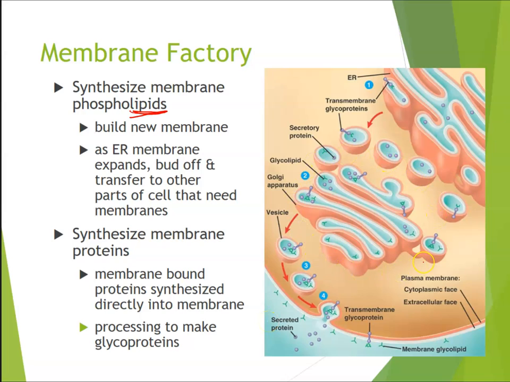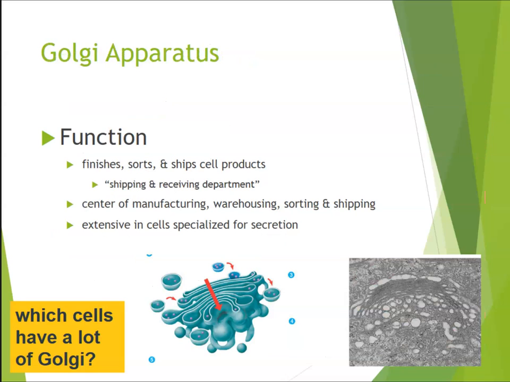So the next step in our process here is for these little pieces of membrane to go to the Golgi apparatus. The function of the Golgi is to finish whatever molecules the endoplasmic reticulum has produced, to sort them, and to kind of determine where they're going to be shipped out to. So it's kind of like a shipping and receiving department in a factory. They are the center of the manufacturing, warehousing, sorting, and shipping, and they are very extensive in cells that are specialized for secretion of molecules outside of the cell.